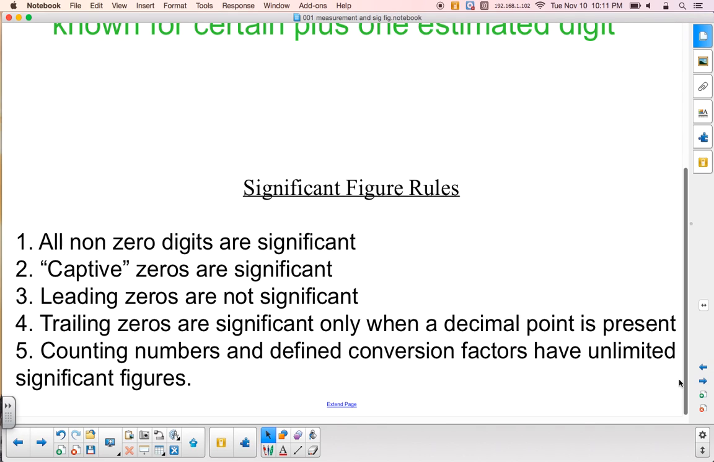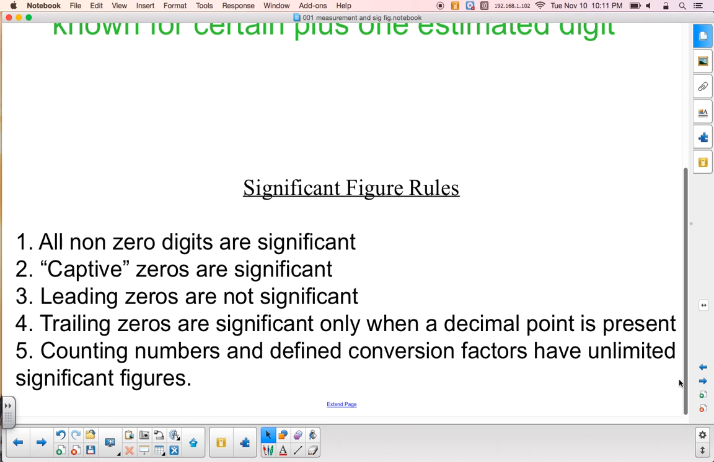All non-zero digits are significant. We assume that if the digits are not zero, that somebody did either measure or estimate those digits. Captive zeros are significant. They're often called sandwiched zeros because they're trapped in between two numbers that are non-zeros. Leading zeros, however, are not significant. They're just there as placeholders to keep the decimal place shoved over to the left. Trailing zeros can go either way. Sometimes they're significant, sometimes they're not.